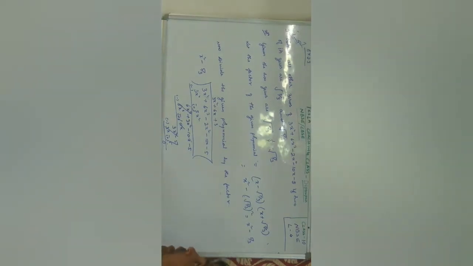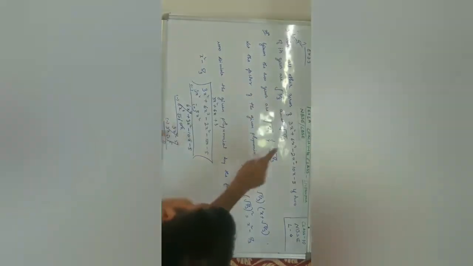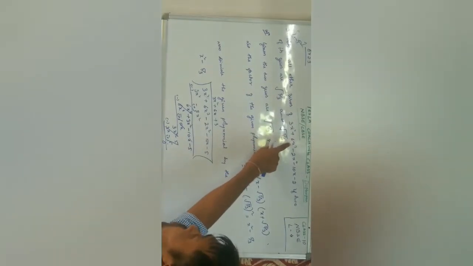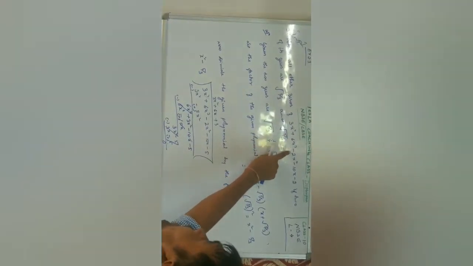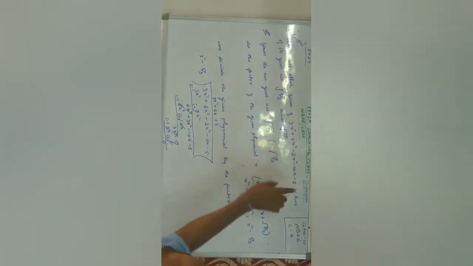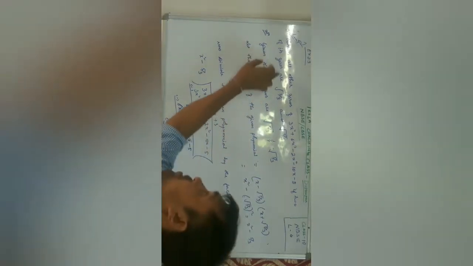Let's go through it first. Obtain all other zeros of 3x to the power 4 plus 6x cubed minus 2x squared minus 10x minus 5. So this is one polynomial. They are telling us to find the zeros of this polynomial if two of its zeros are given.